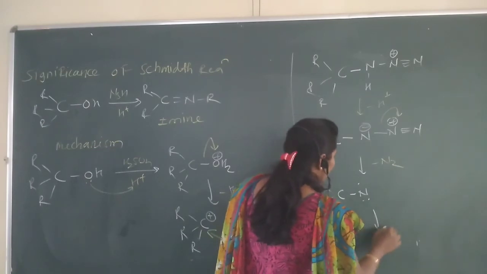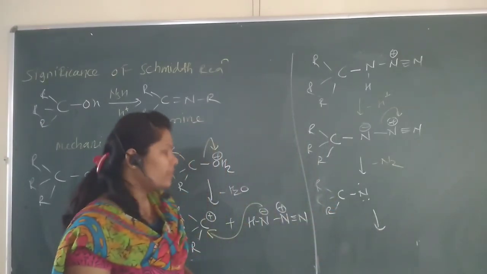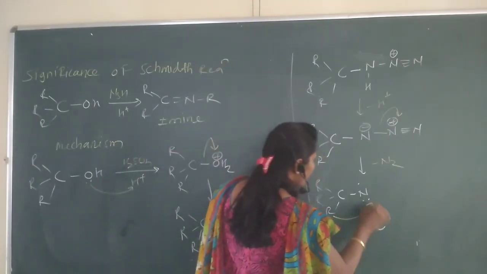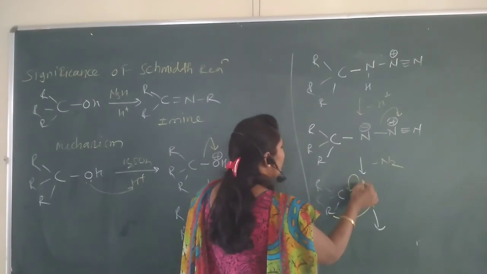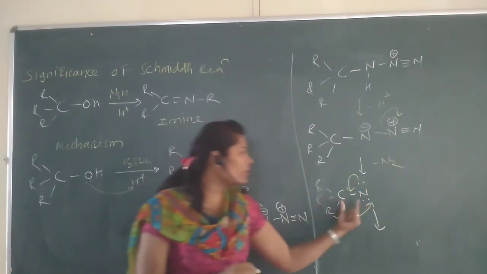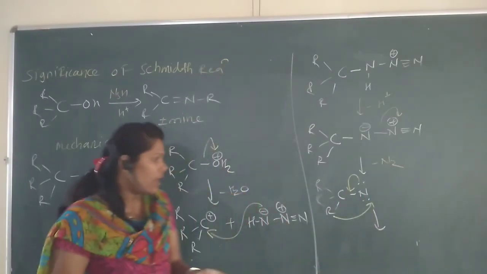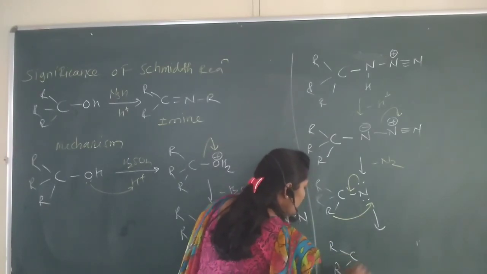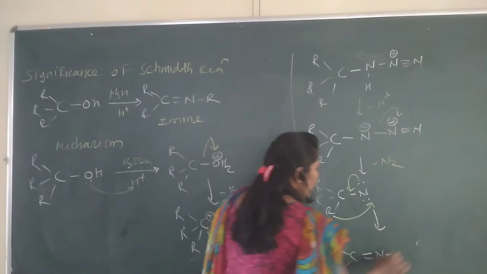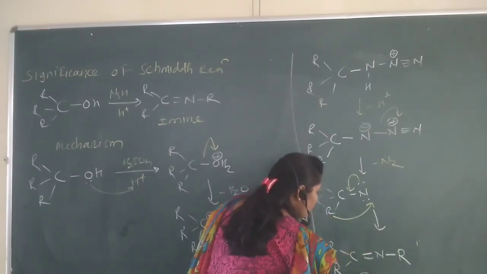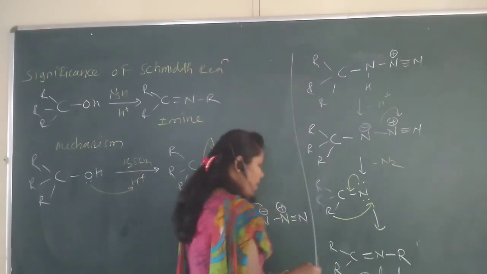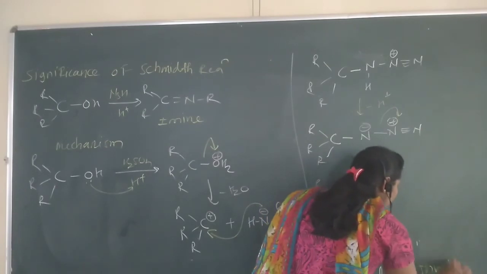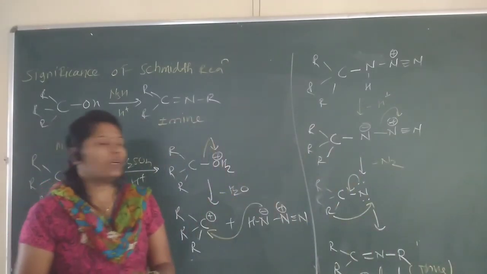Okay, then at this position the rearrangement takes place. That means here this R group is shifted to here, and this nitrogen lone pair is shifted to here to form the bond between carbon and the nitrogen, and our product is R C R double bond NR. This is our product. This is called as the imine. This is a very simple mechanism of the conversion of what?